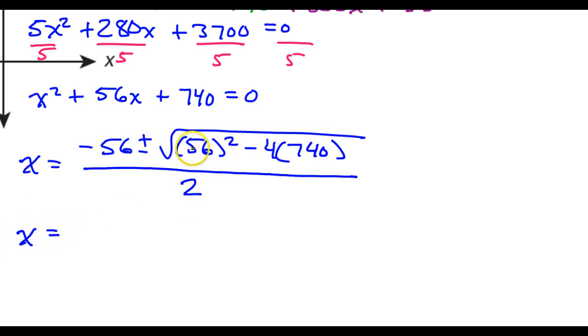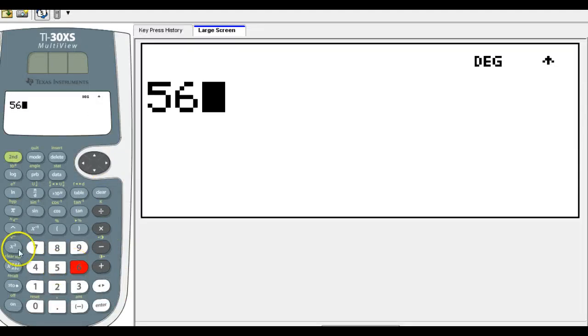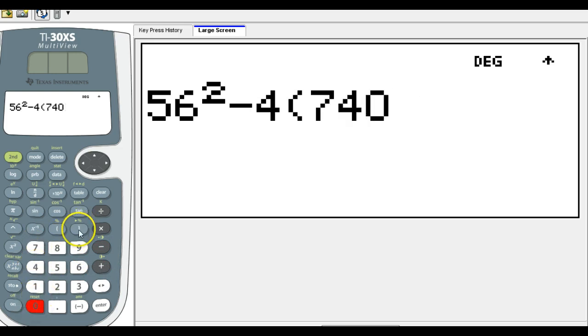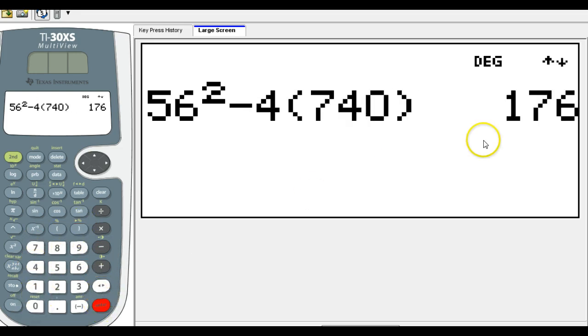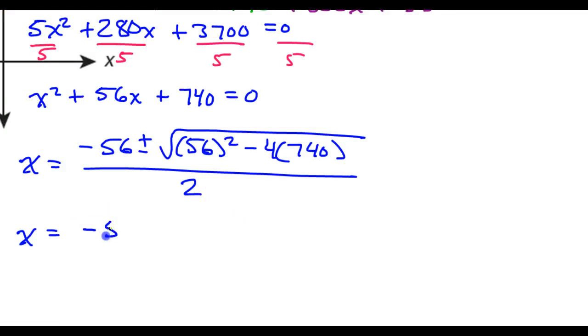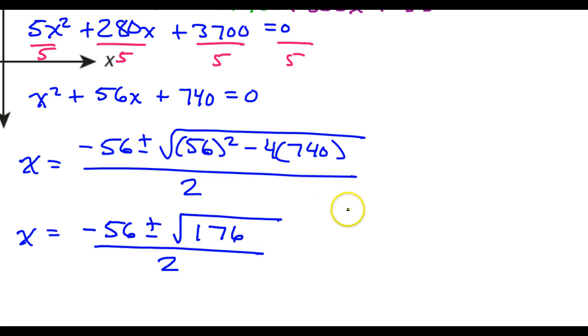Okay, I like to calculate the discriminant first, so the part that's under the radical. I'm going to do that separately. So 56 squared minus 4 times 740. Okay, so my discriminant is 176. So that gives me negative 56 plus or minus the square root of 176 over 2.